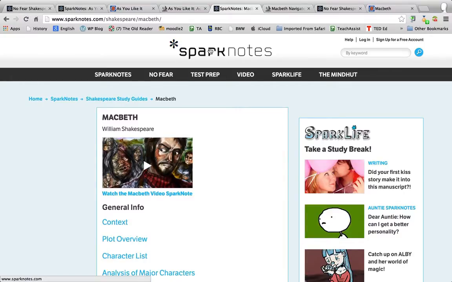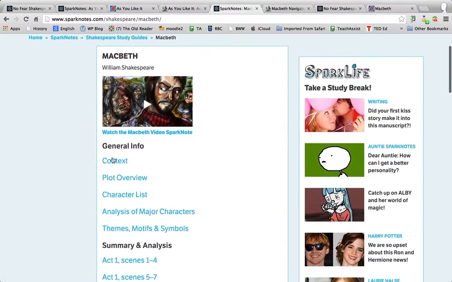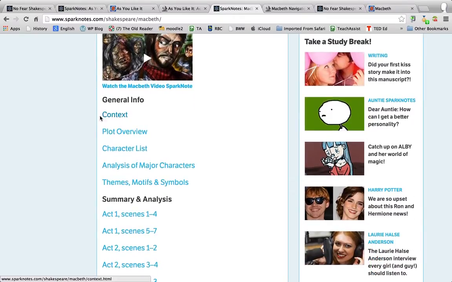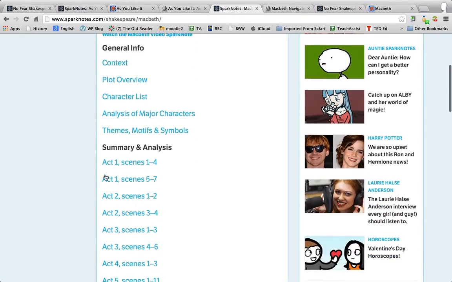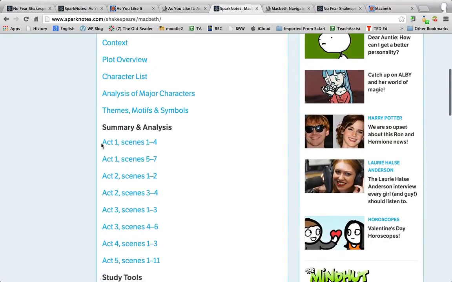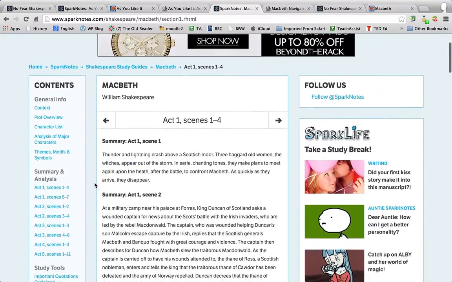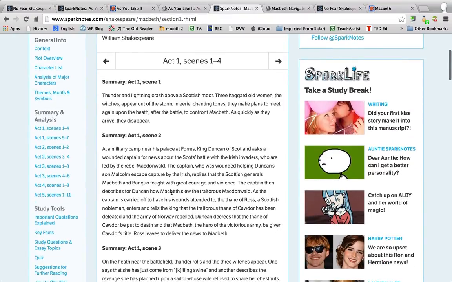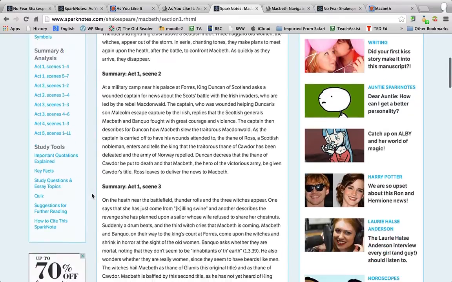My first stop is always SparkNotes. SparkNotes is good because it gives some general info: there's context, plot overview, and the good thing I like is the summary and the analysis of the major themes or scenes. In this case, we're going through Act 1, Scene 2. So I'd go to Act 1, Scenes 1 to 4, and read the summary: military camp, King Duncan asks the wounded captain. So it gives a general overview.